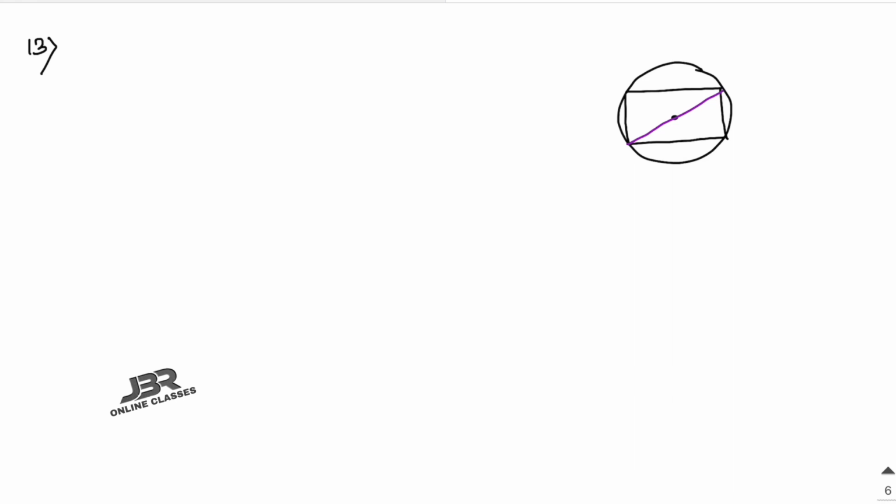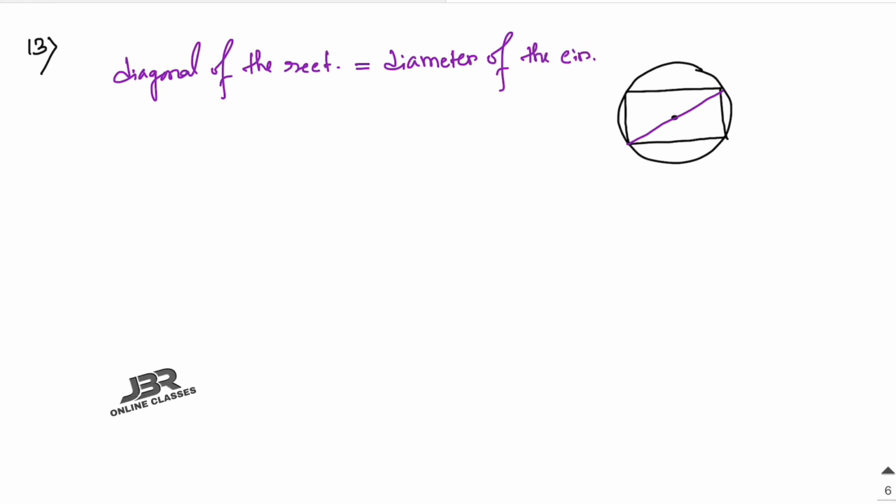Sorry, I think I told you that it's not the diameter, it's the diagonal of the rectangle. Okay, the diagonal of the rectangle is equal to the diameter of the circle. I hope it's clear. And here the rectangle has one side of 4 centimeter. Suppose this one is 4 centimeter, and the rectangle is ABCD.